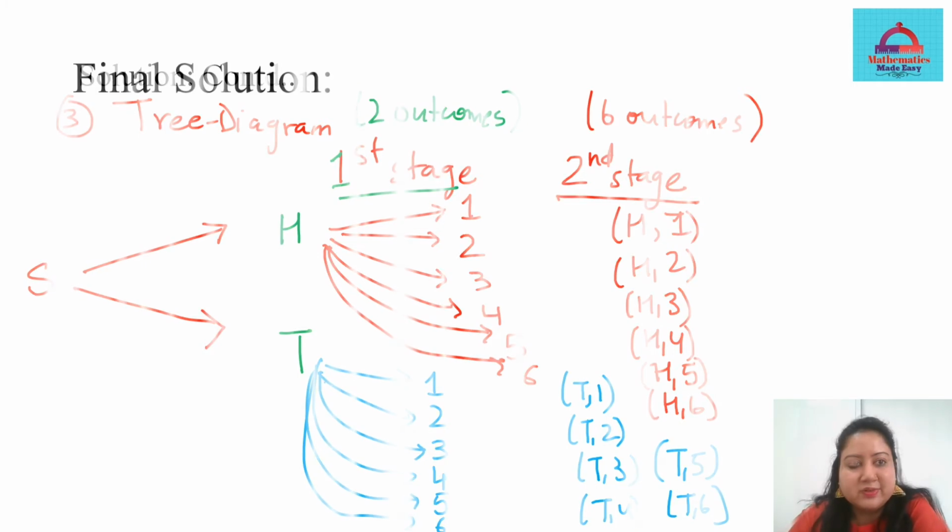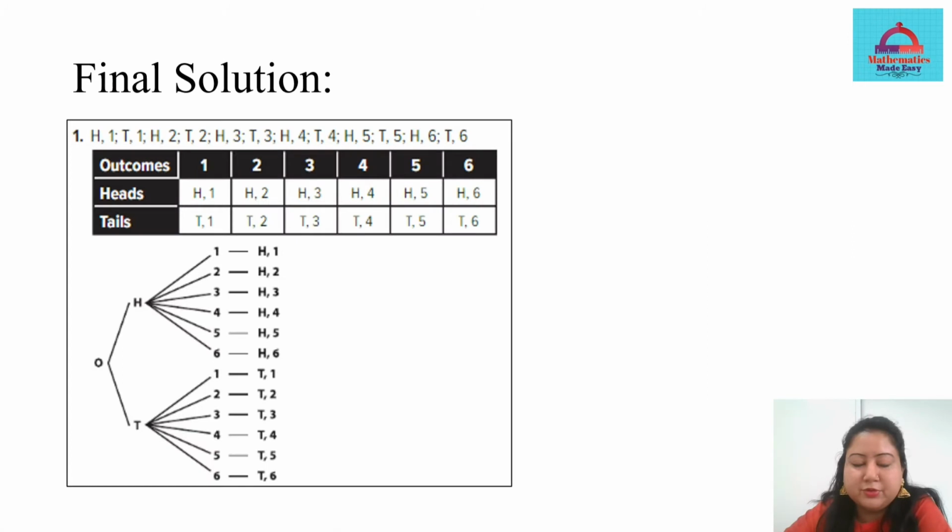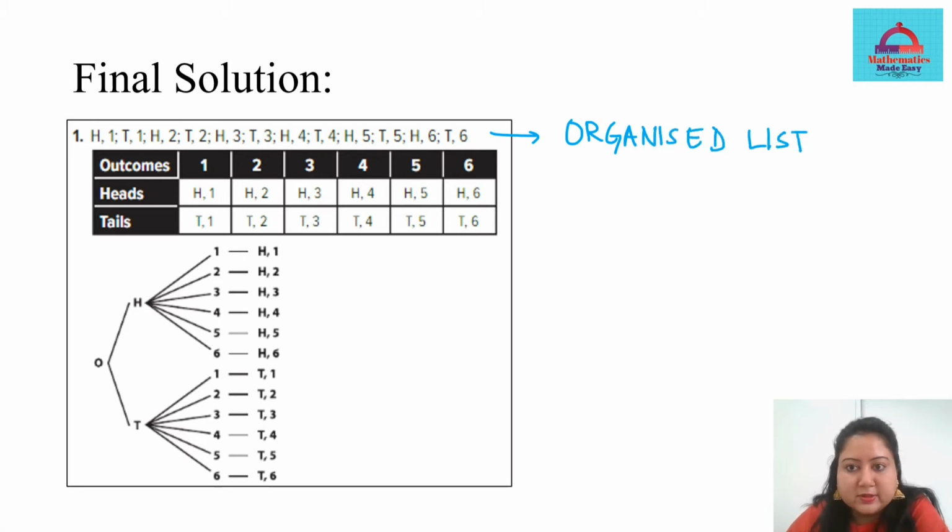So let's see now the final solution. The final solution for the question can be summarized in this way, where for the first part you have the organized list. For the second part you have the table, which has rows and columns, and the last part is definitely your probability tree, which is divided into so many branches. So this is the summary of the whole question.